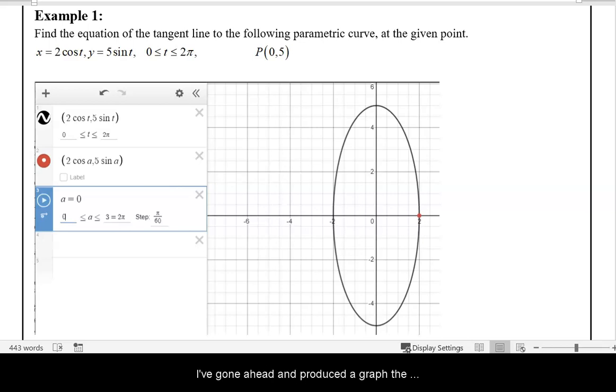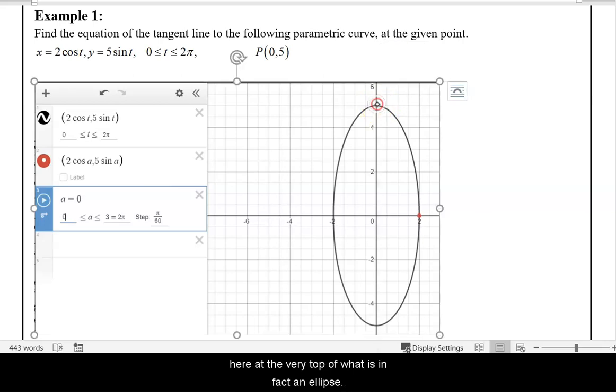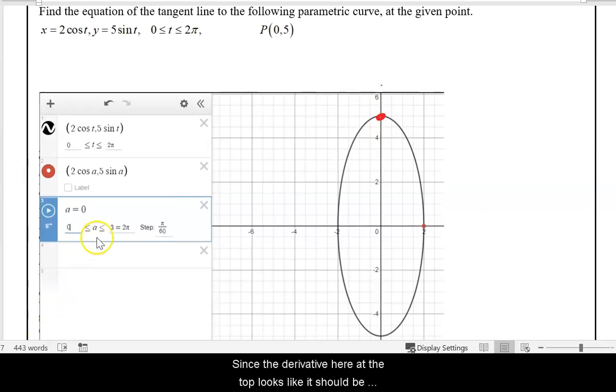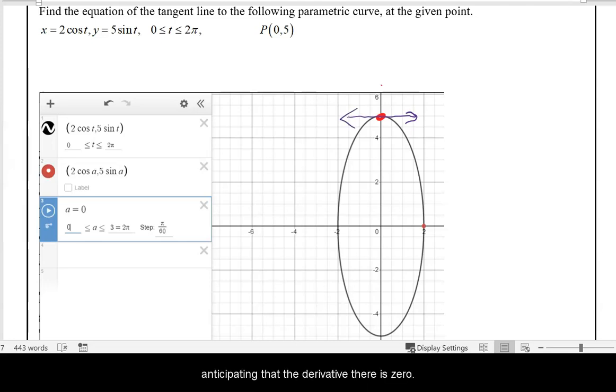I've gone ahead and produced a graph of the parametric equation using Desmos for you here. If you locate the point (0, 5), you'll see that it is right here at the very top of what is, in fact, an ellipse. Since the tangent line there at the top looks like it should be a horizontal line, I'm anticipating that the derivative there is 0. Let's use our formula and see if that is, in fact, what we get.